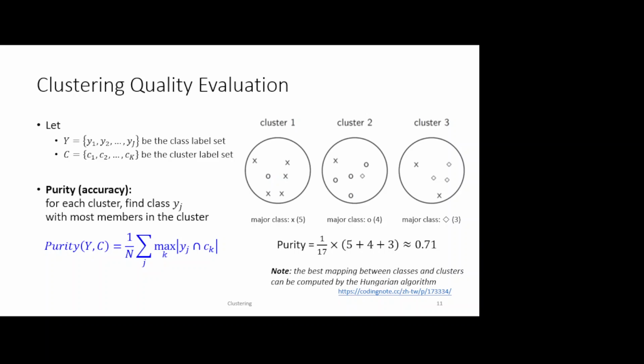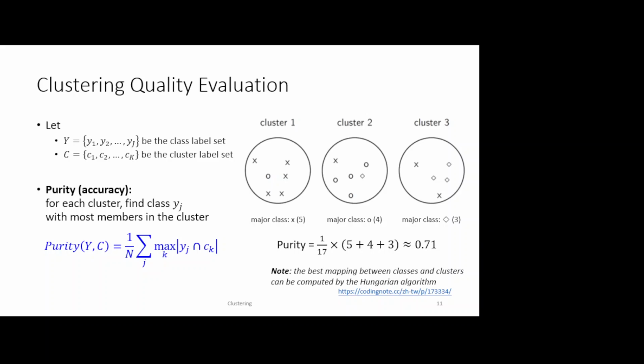Here is an example. We have generated 3 clusters, and for each data point we use a different symbol to represent its class label. Here you can see we have the cross, the circle, and the diamond. We have 3 different classes. After our clustering, we generate the 3 clusters, and these data points are assigned to the corresponding cluster. So it's our result. We want to evaluate its performance, its accuracy.